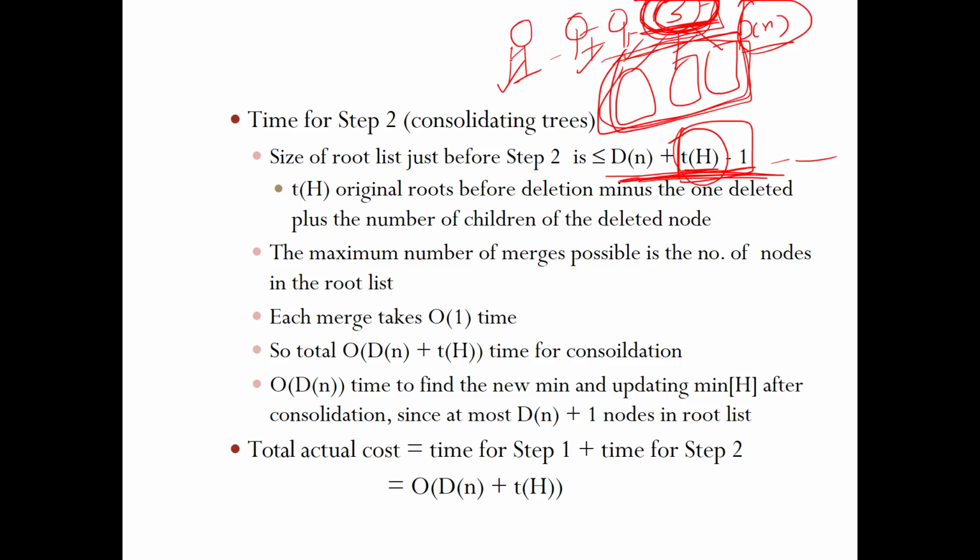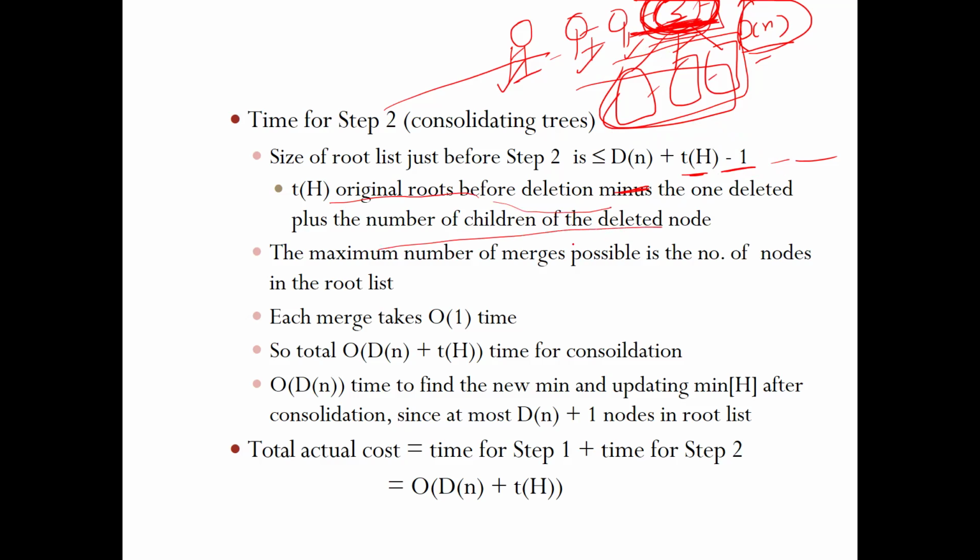So in total we have 1, 2, 3, 4, 5, 6 minus 1 that was already there. You can consider it as the same. So d of n plus t of h minus 1, that is basically the size just before step 2. Before consolidating, the scenario in the tree is all the existing trees plus the children that have been newly added, except for one that has been deleted. So that many trees will be there. So t(H) original roots before deletion, minus one deleted, plus the number of children of the deleted one.